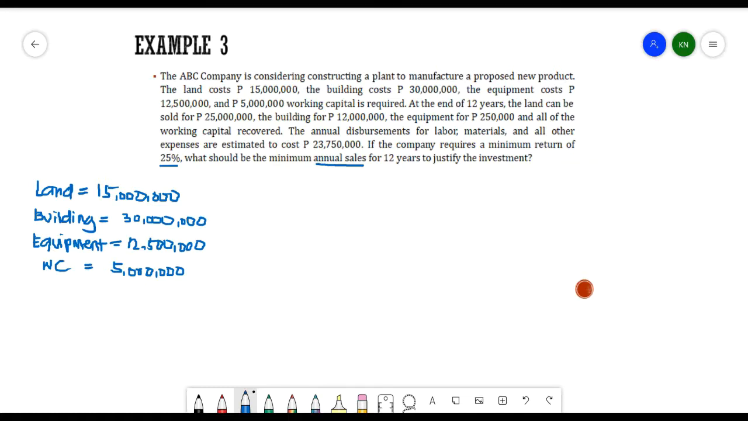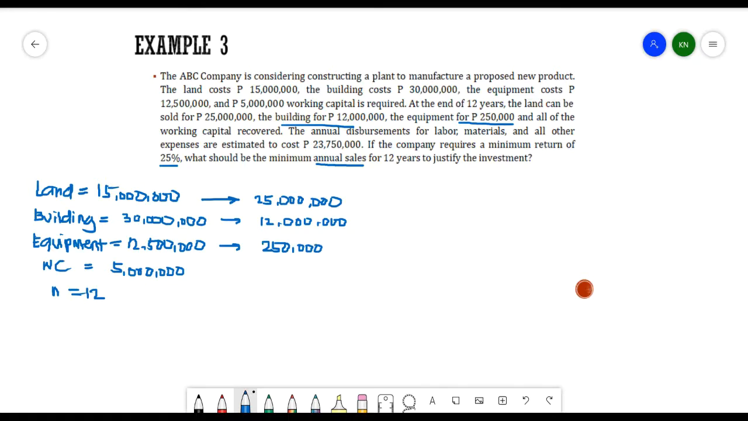At the end of 12 years, so our N is 12 years, the land can be sold for 25 million pesos. So meaning to say the salvage value of our land, this is not depreciating but it is appreciating. So the land after 12 years will become 25 million pesos. The building will be 12 million pesos. And the equipment can be sold for 250,000 pesos. And all of the working capital recovered.